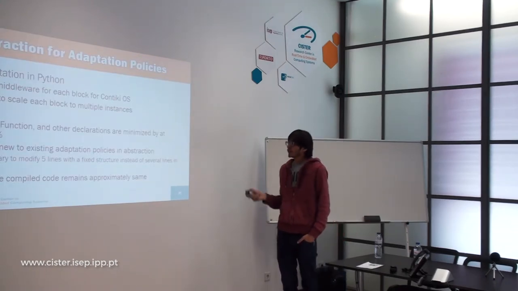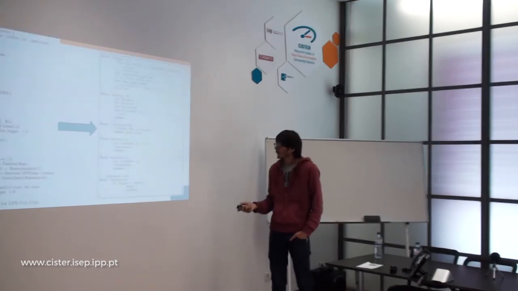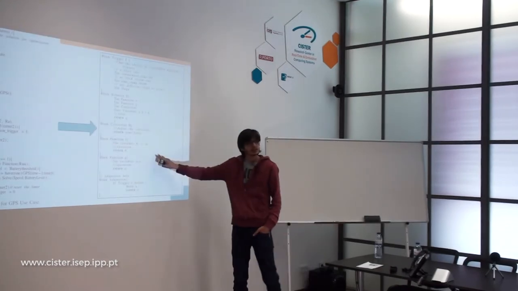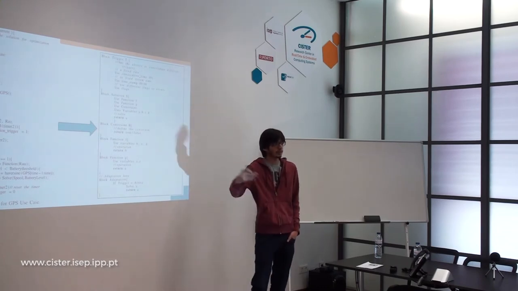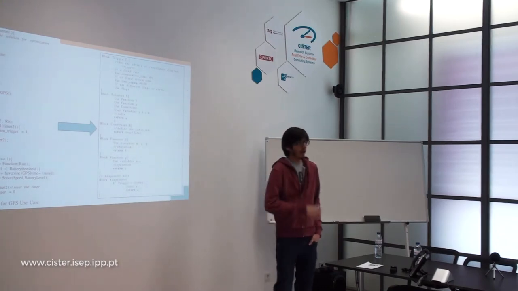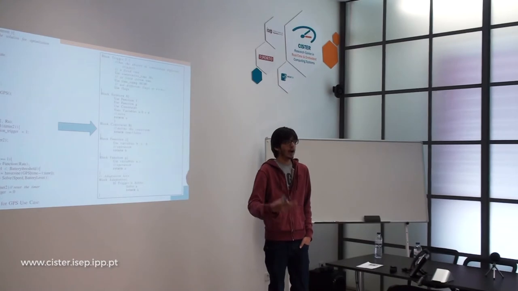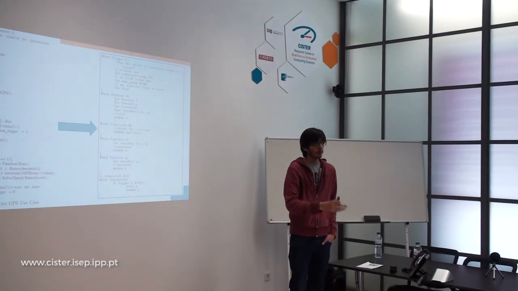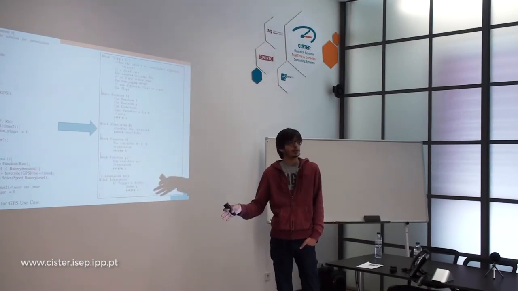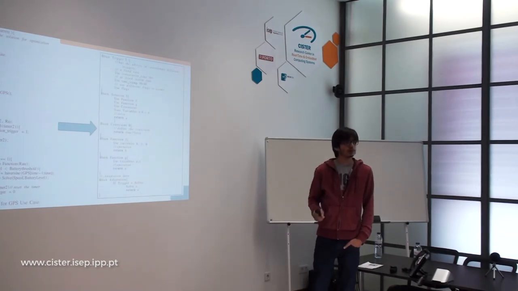And support to scale each block for multiple instances. So if you create one function with one relationship, you can take it and create multiple instances over your network system, and it will work. You don't have to go back and write a new function for a new program. You can just use the library's function.